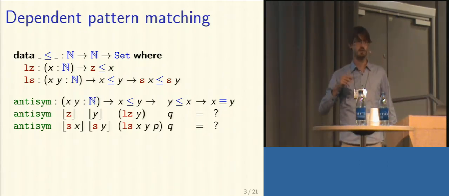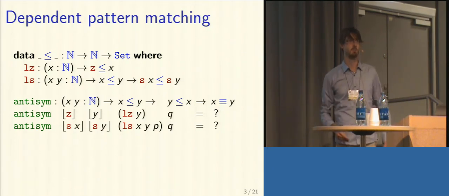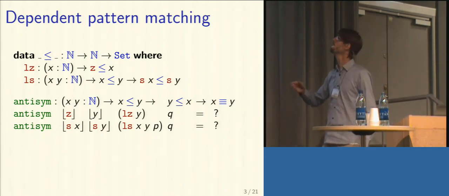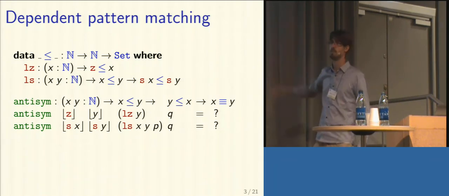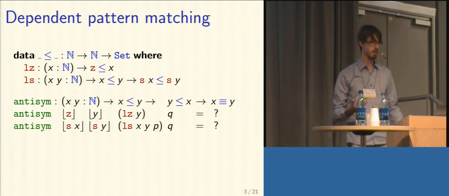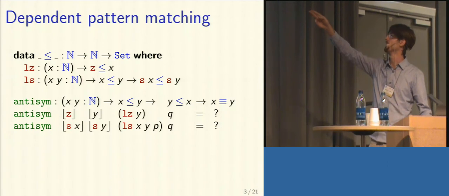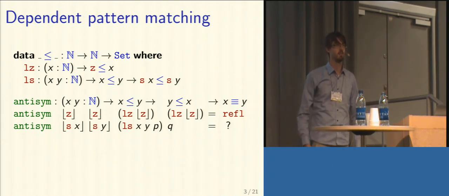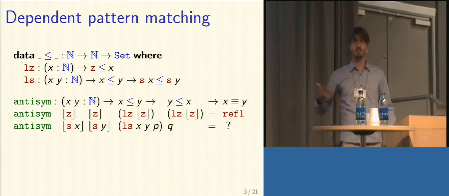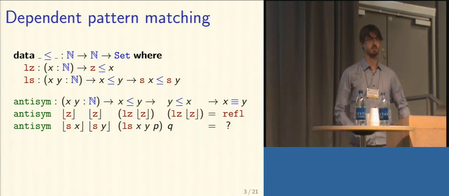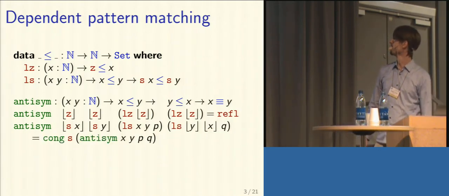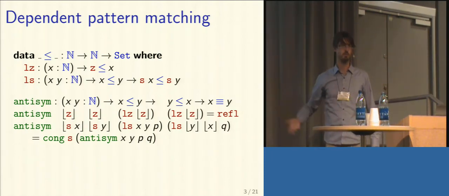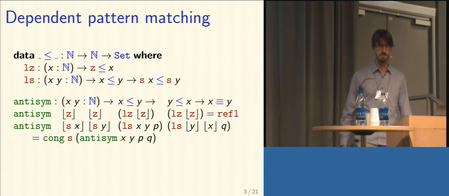We write this by writing these lower brackets. These are called inaccessible patterns. The second thing that's new is that now we know, in the first case, for example, that x must be zero, and this constrains the constructors that we can use for the second argument. We can use the first constructor for this argument, but not the second one, because it requires the argument to be a successor. So dependent pattern matching here allows us to rule out some of the cases that would be impossible because of the types. Similarly, for the second case, we can only have the second constructor. This allows us to finish the proof by making a recursive call and applying congruence.